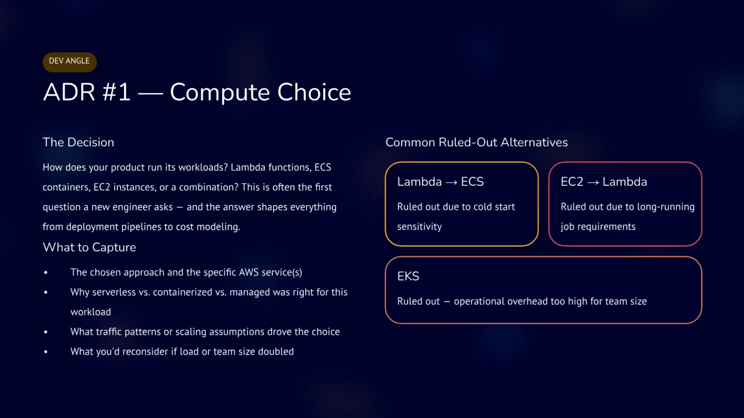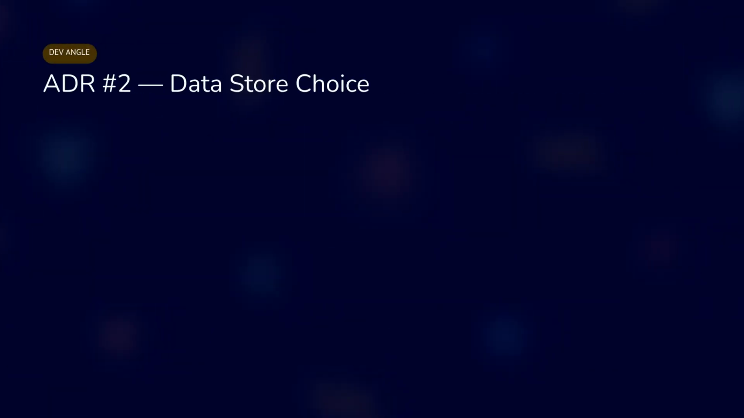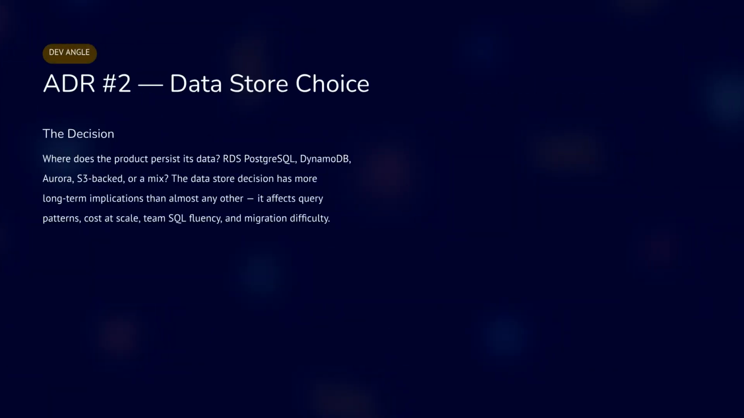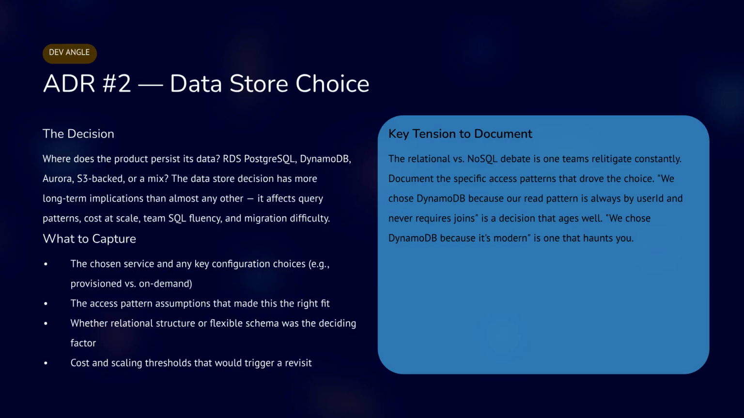Capture the chosen approach, why it was right for the workload, the traffic patterns that drove the choice, and what would trigger a reconsideration. ADR number 2 is the data store choice. This decision has long-term implications. Document the chosen service and configuration, the access pattern assumptions that made it the right fit, and the scale thresholds for a revisit. The key is documenting the specific access pattern.